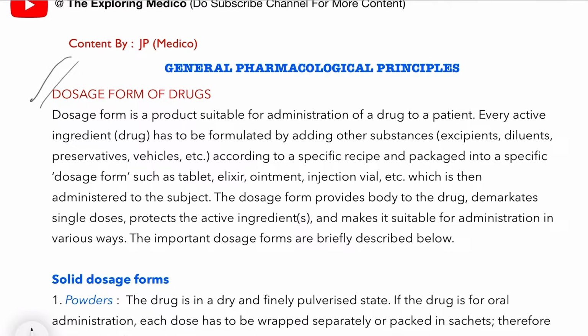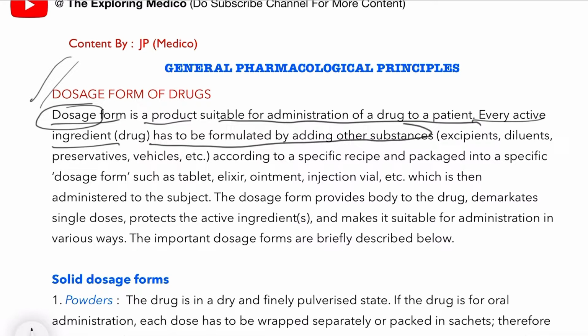Dosage form of drugs. A dosage form is a product suitable for administration of a drug to a patient. So what is dose or dosage? It is a quantity of a drug which should be given to a patient. Every active ingredient has to be formulated by adding other substances.